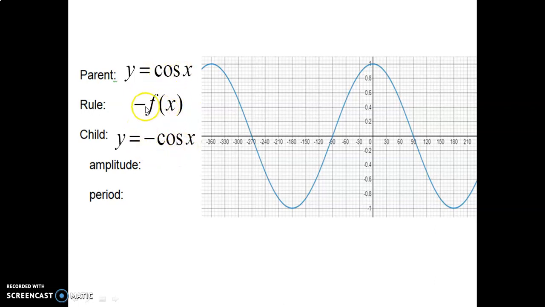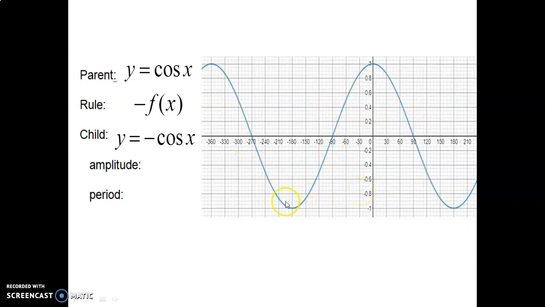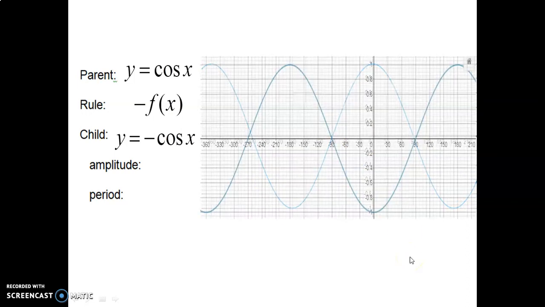And again, negative to the entire function means negative y values. So all these y values will become negative versions. All these negatives will become positive versions. So here is the reflection. There we go. Okay, see that again. This part, which is the upper hill here, let's say, goes down here. And this part that's down here is going to go up here. Let's watch it again. There it is. So we've reflected over the x-axis.